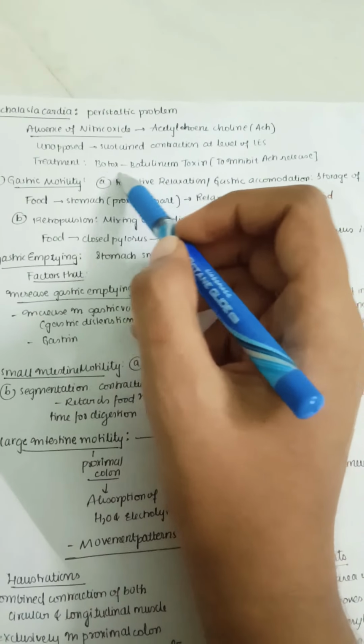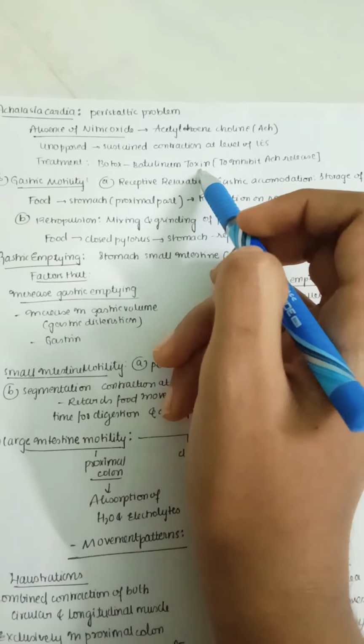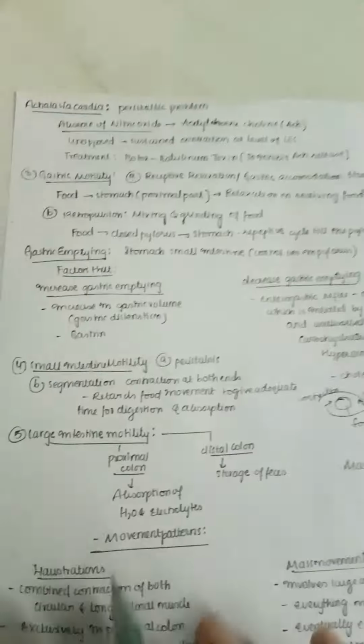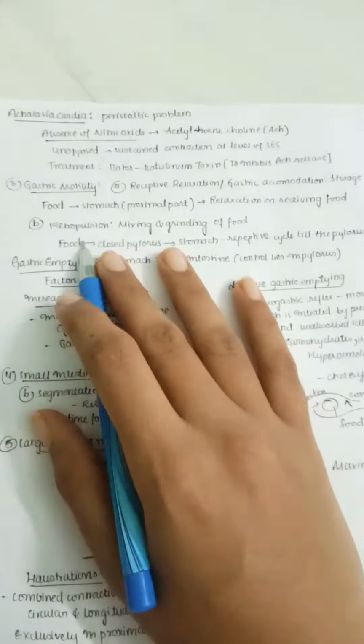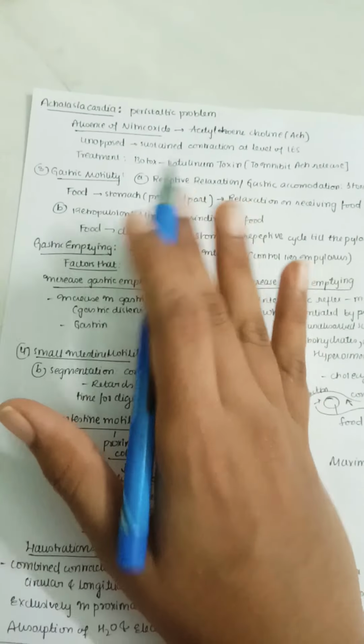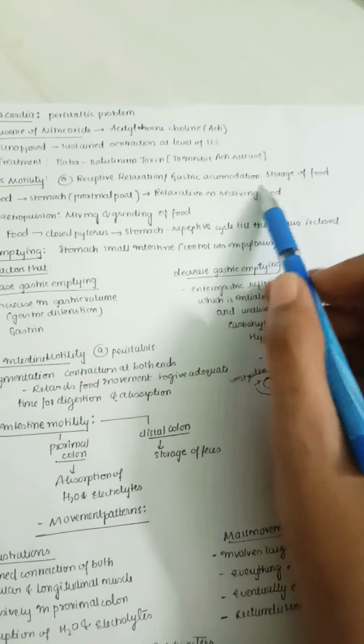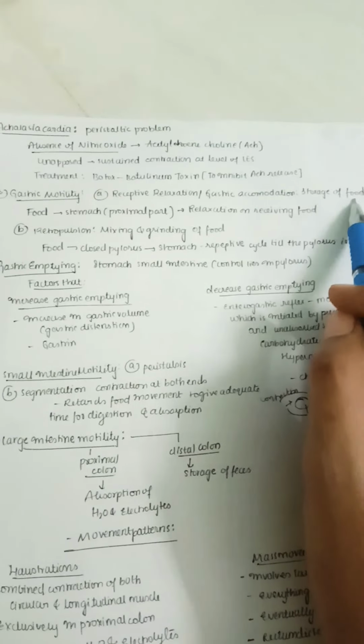So the treatment for this is Botox, that is botulinum toxin, which can inhibit the acetylcholine release. So treatment is botulinum toxin. Next, coming to gastric motility. Gastric motility includes receptive relaxation, also called gastric accommodation. So what is this? It is mainly useful for storage of food.